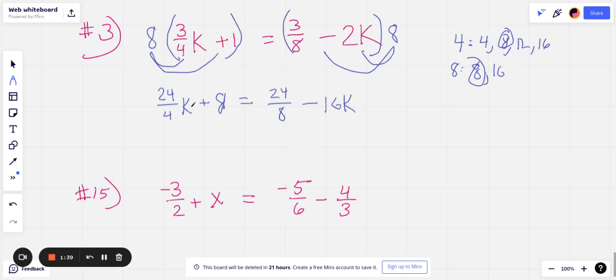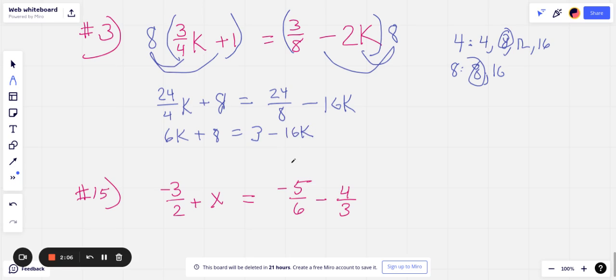Okay, now I can simplify these fractions. They are really easy to reduce because 24 divided by 4 is just 6. So that's 6k plus 8 equals 24 divided by 8 is 3 minus 16k.